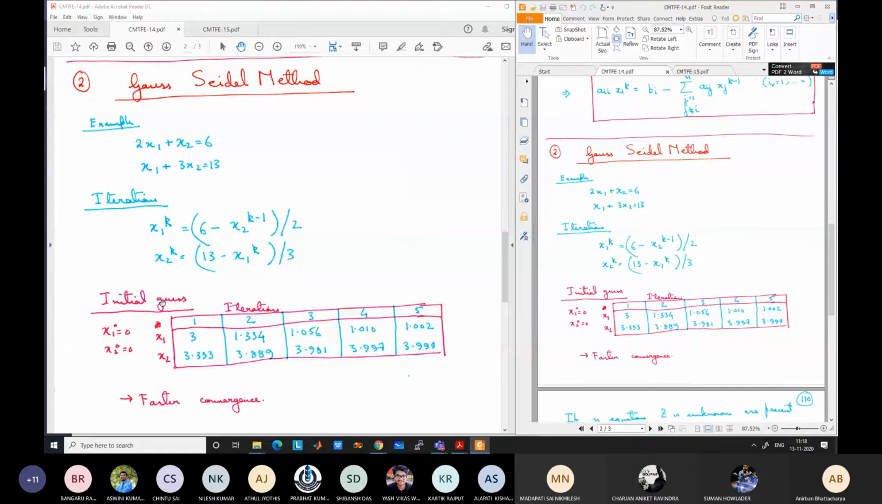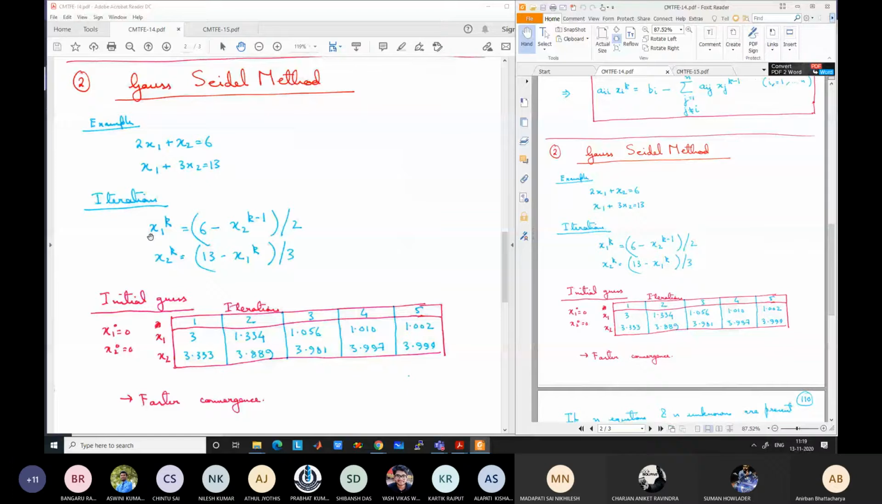Okay, so again let me just repeat the example that we were going through in the previous class. Our equations had two unknowns and two equations. So we had a set of linear algebraic equations with two unknowns: 2x1 plus x2 equal to 6 and x1 plus 3x2 equal to 13. And we have devised this iterative scheme.